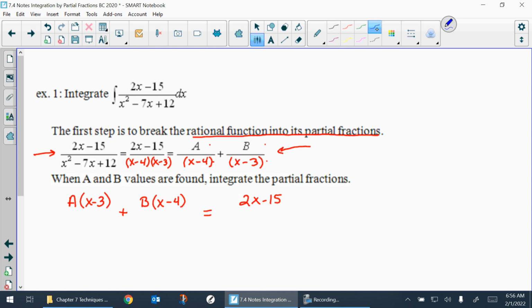And how do we figure out what A is and how do we figure out what B is? Well, I'll tell you what I'm going to do. I'm going to let x equal 3. And if I let x equal 3, this piece of the puzzle here is going to become A times 0.